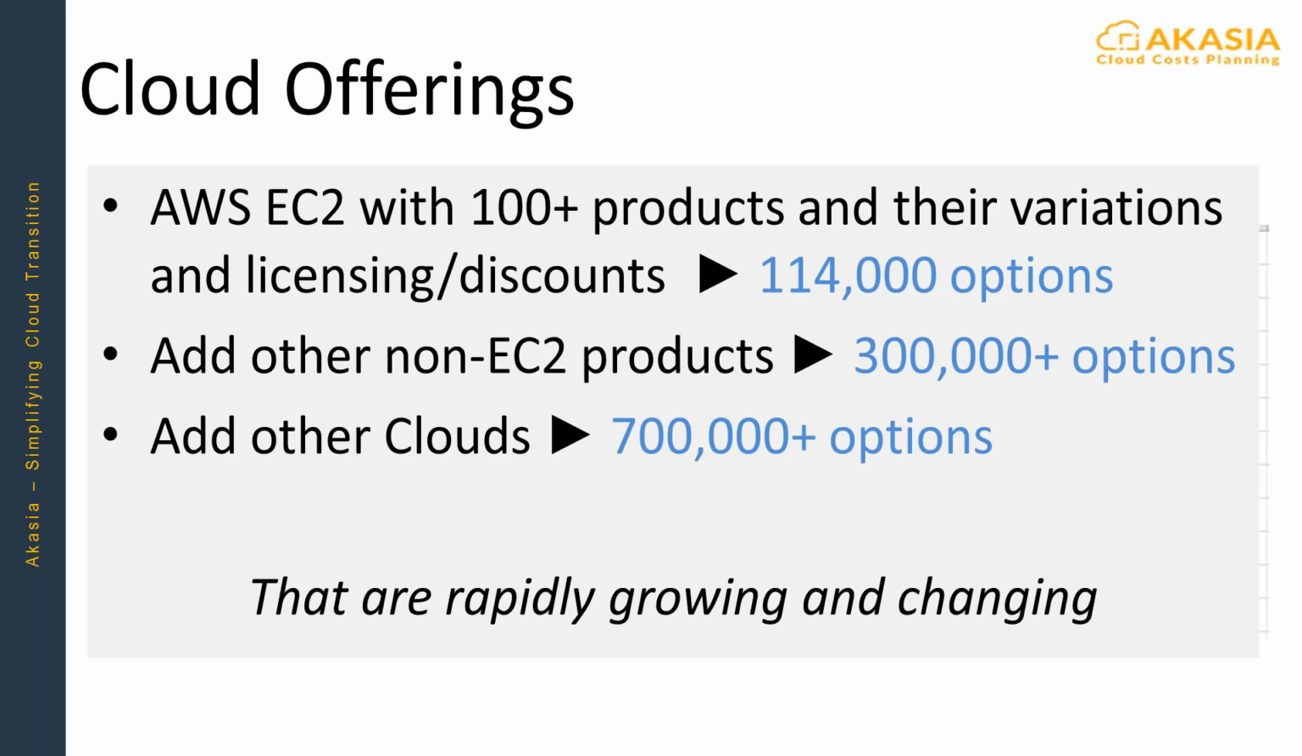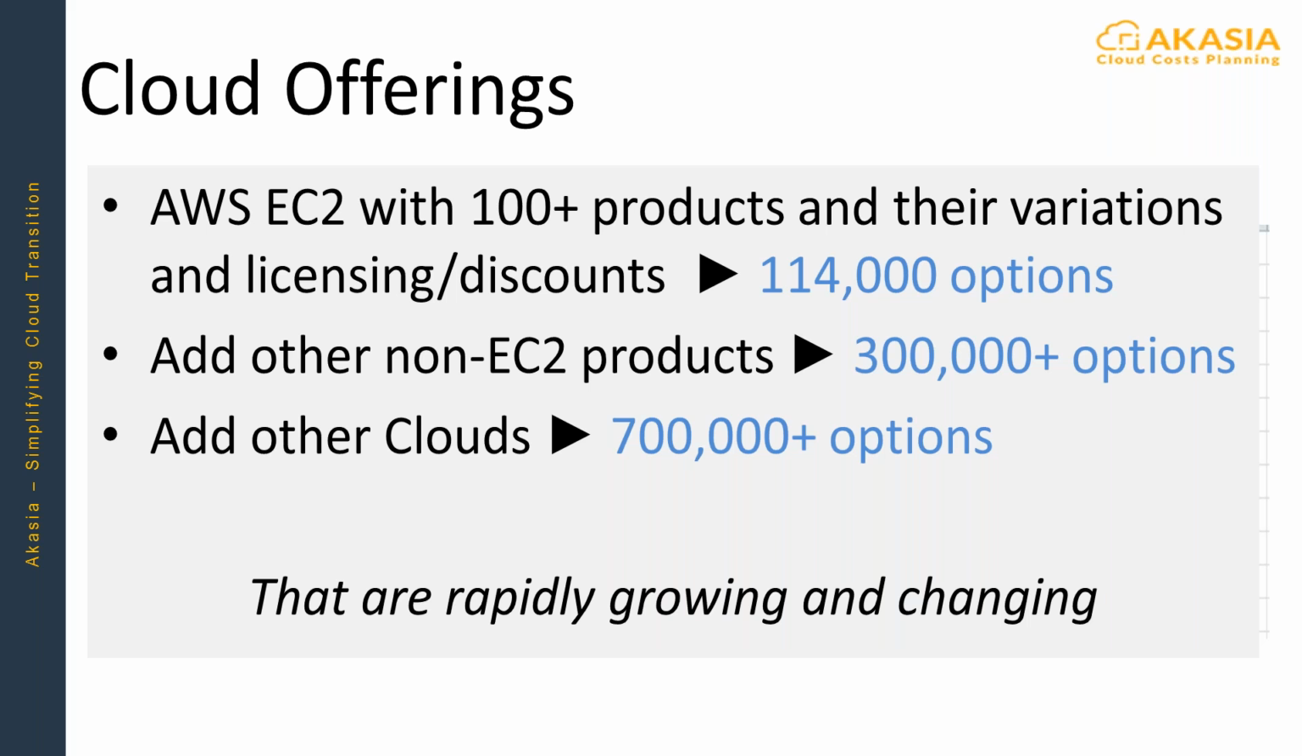So cloud offerings. Let's just talk about AWS. In EC2 itself, there are about 100 plus products available. And when you start thinking about the permutations and combinations of licensing and discounts and so on and so forth, the permutations and combinations become hundreds of thousands of options, right? And then you talk about the other non-EC2 products. There are about 300,000 of those. And then you look at the other clouds, and suddenly you're dealing with having to choose what you need from almost 1 million plus product items.